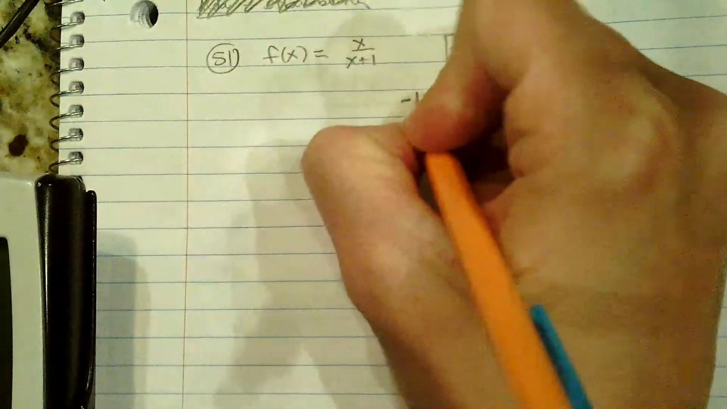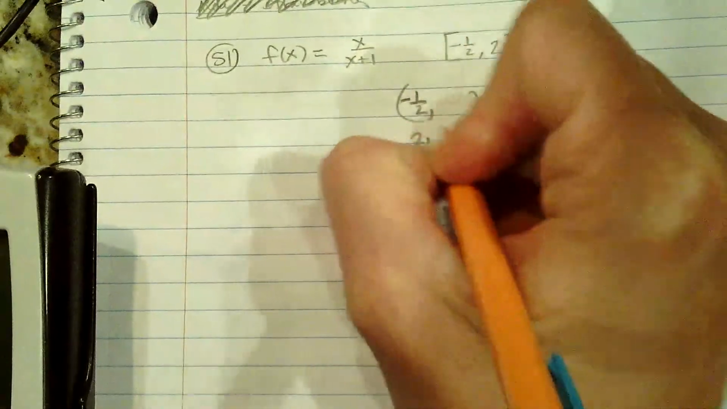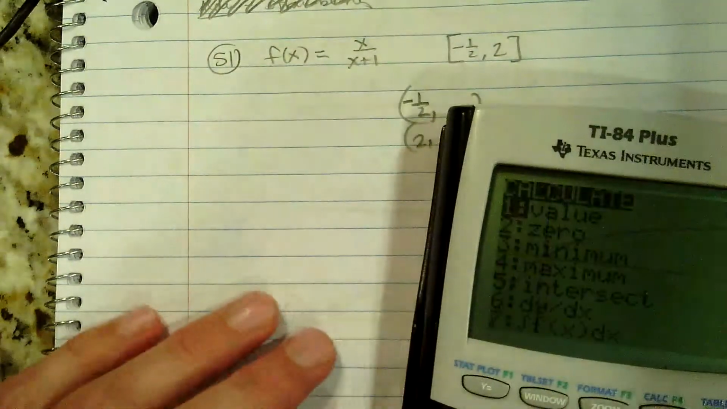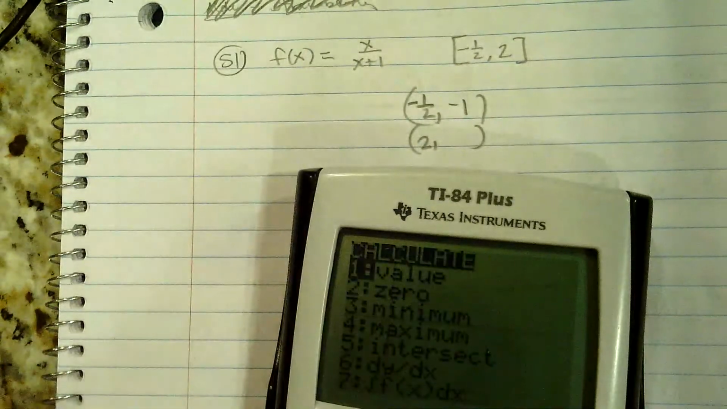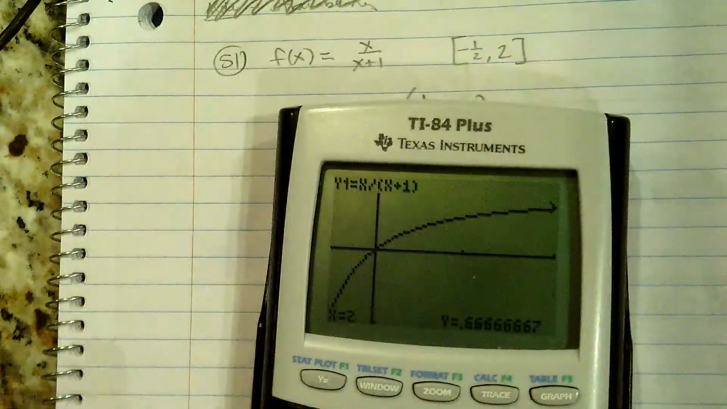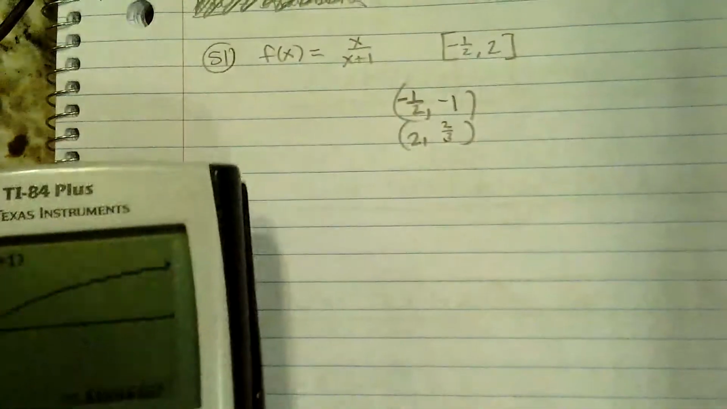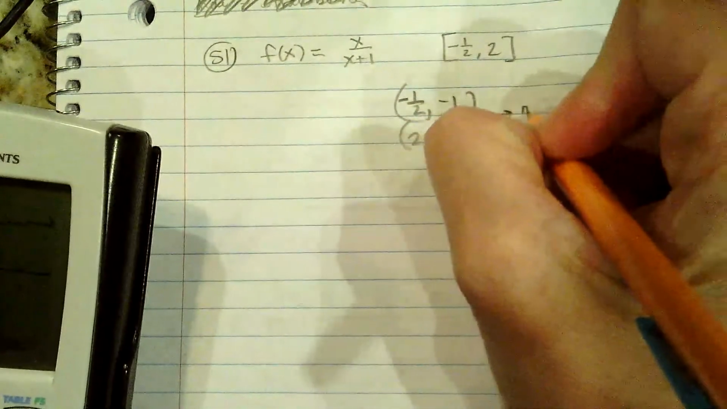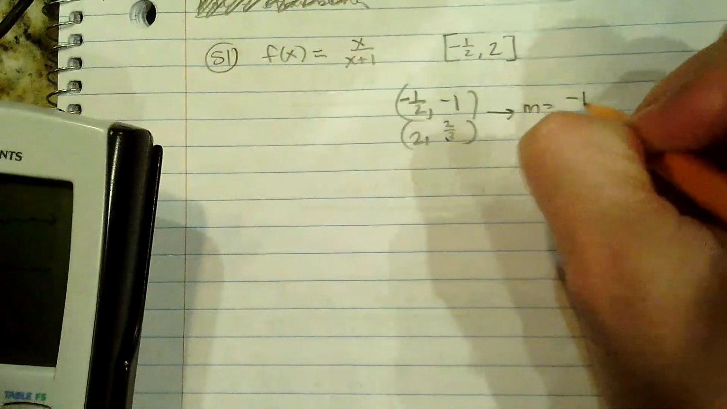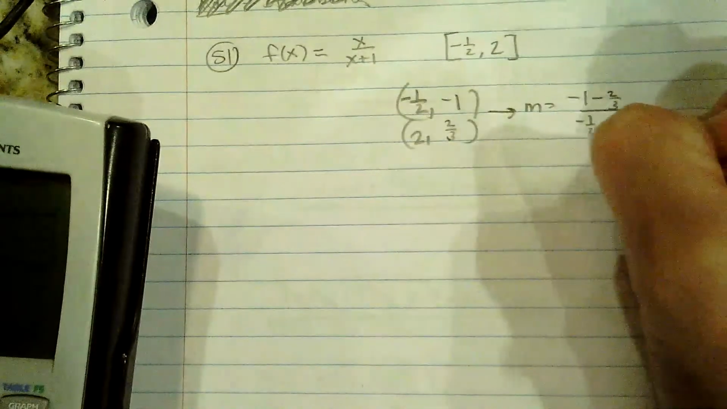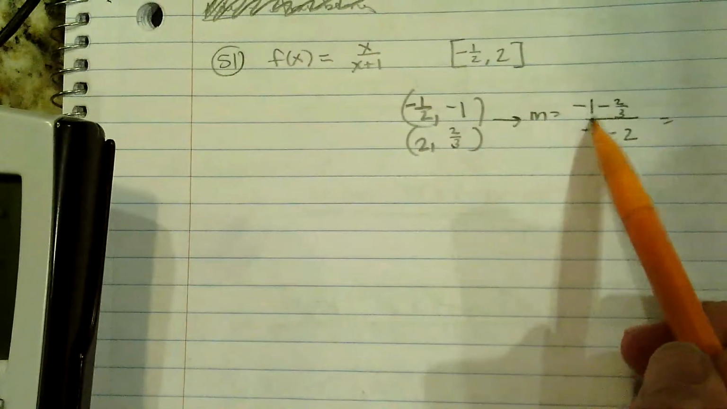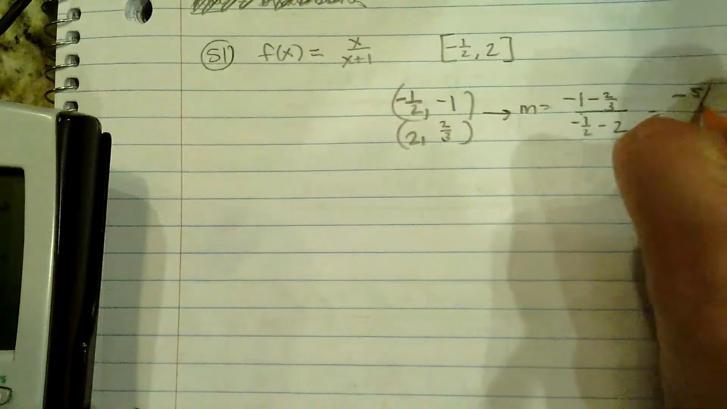So the average rate of change: -1/2 comma something, 2 comma something. I'm going to cheat and use my calculator. So second trace value, -0.5 is going to give me a y coordinate of -1. And second trace value, x coordinate of 2 is going to give me a y coordinate of 2/3. So my slope is y2 minus y1 over x2 minus x1. So that's -3/3 minus 2/3, which is -5/3.